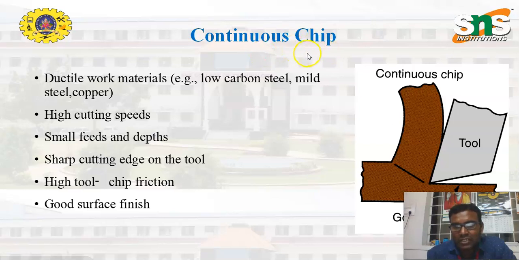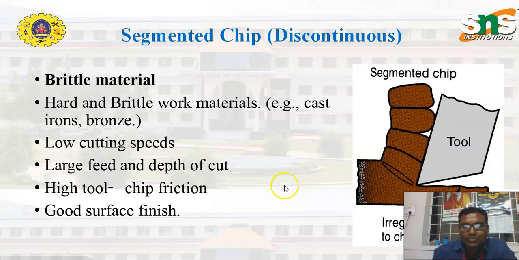In the case of the continuous chip, it is produced if we use ductile work materials, for example low carbon steel, mild steel, or copper as the workpiece material. In cutting conditions, if we use a higher cutting speed, the chip produced will be continuous. If we give a smaller feed and a smaller depth of cut, the chip is also continuous. And if there is higher tool-chip friction, a continuous chip is produced. When a continuous chip is produced, the surface finish is very good compared to that of the discontinuous chip.